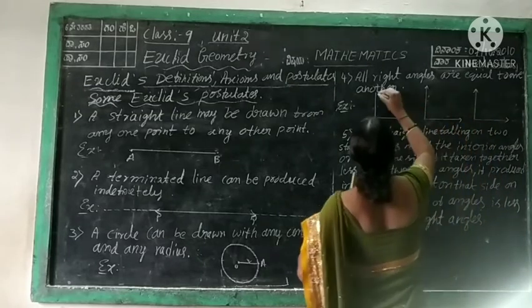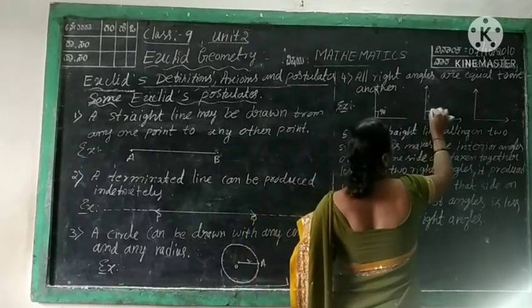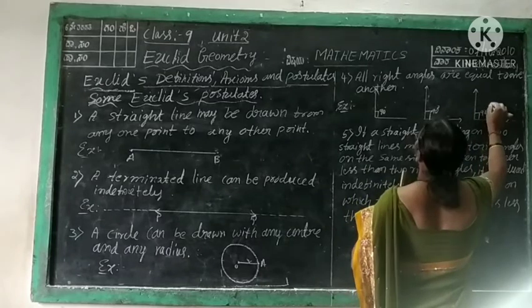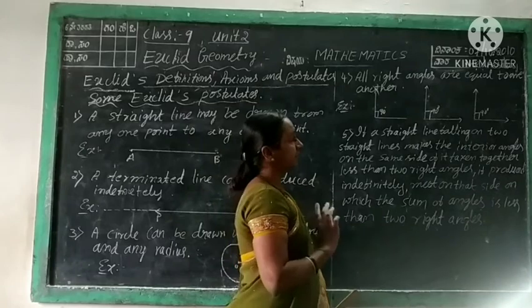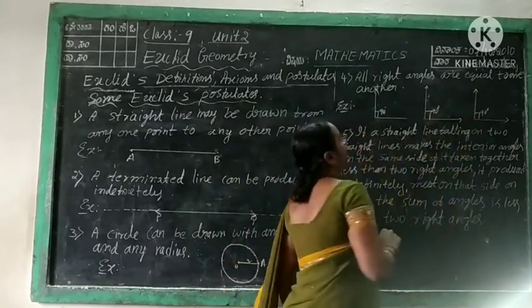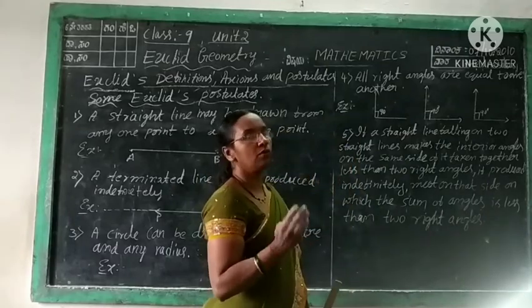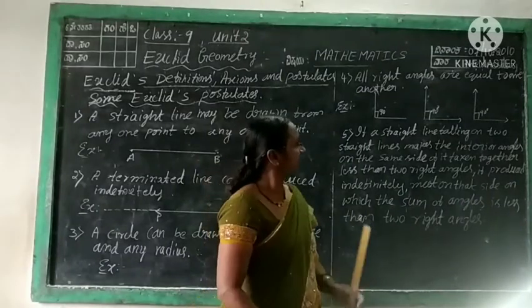All are right angles. Then all right angles are equal to one another. Same length, same angle, having same angle. The right angles are equal to one another. Then the fifth one is a straight line.